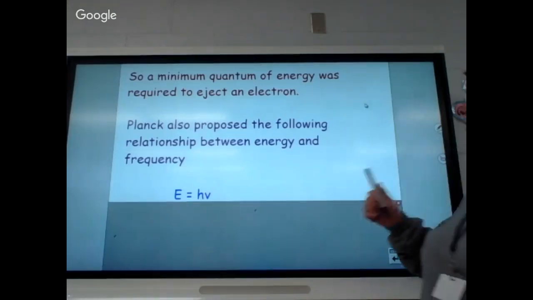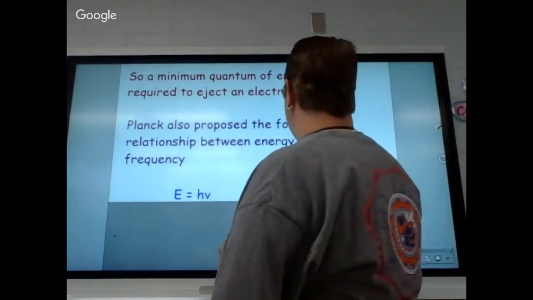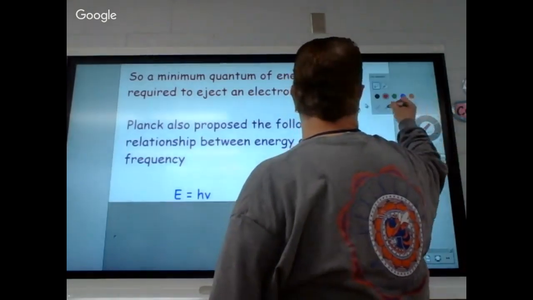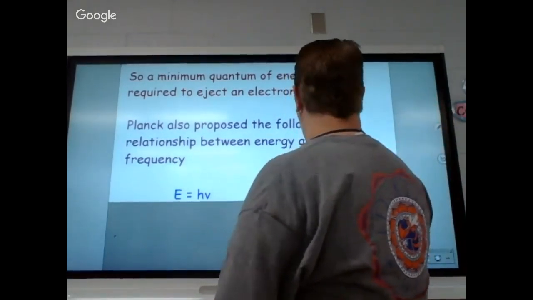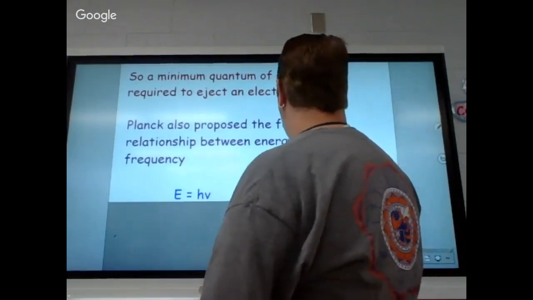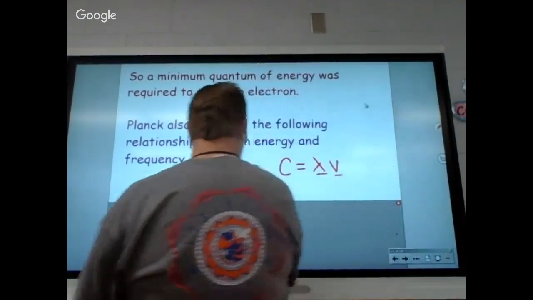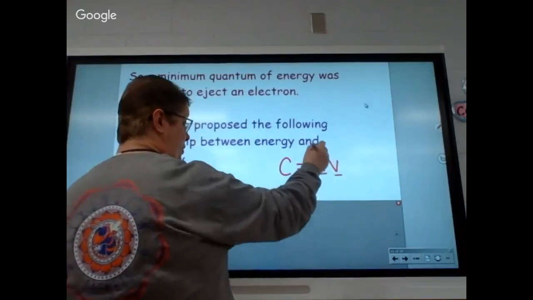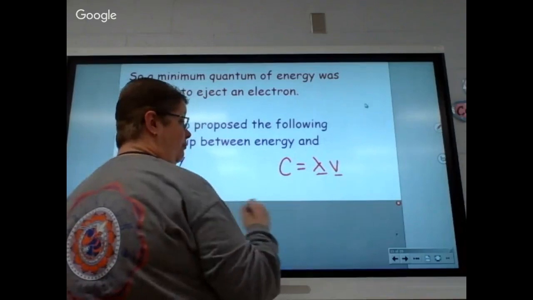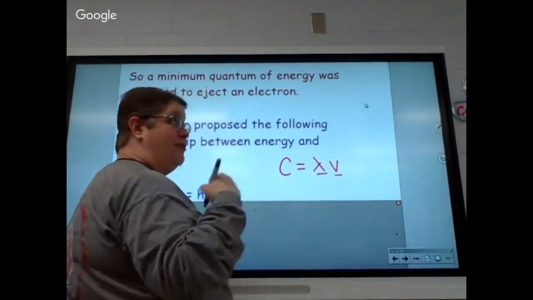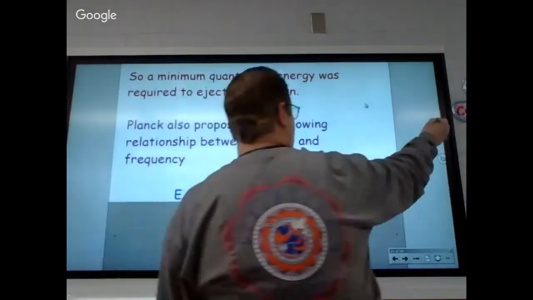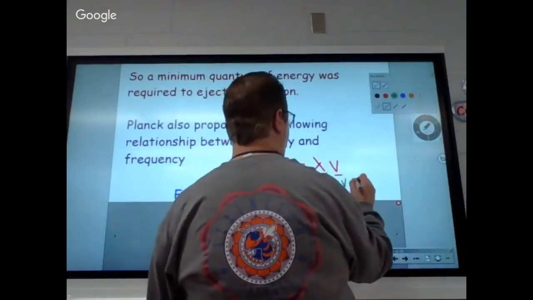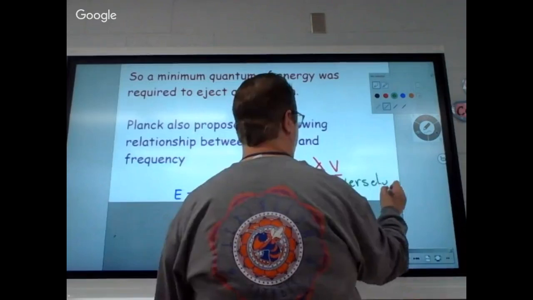Okay? In this equation, c equals lambda nu, they're on the same side, right? And what was the relationship when they were on the same side? What was the relationship between wavelength and frequency? What was the relationship yesterday? Opposite. They were opposites. What was the math word we used for opposites? All right, so they were inversely proportional.